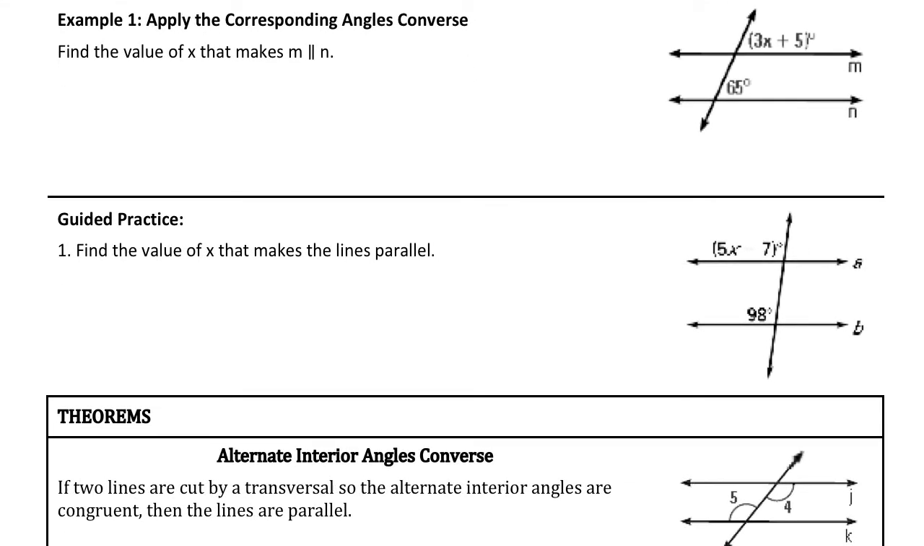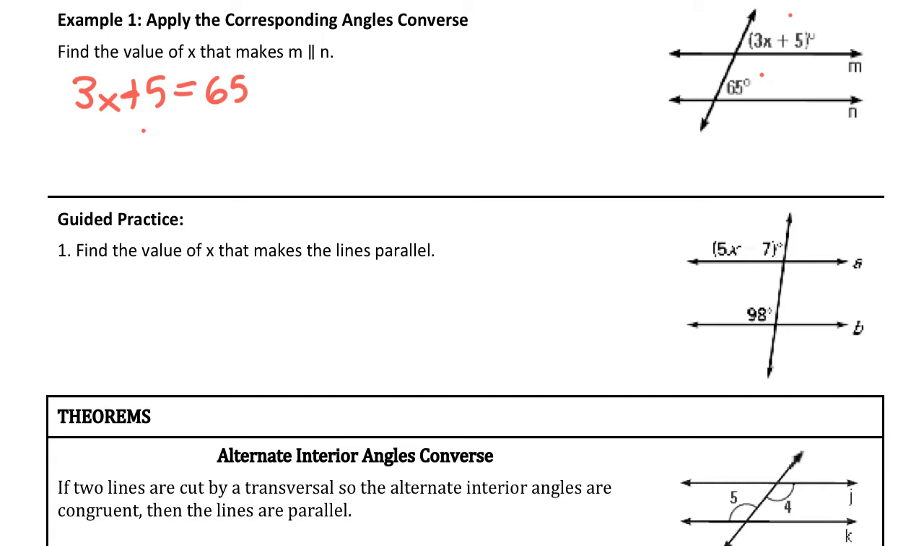So applying that to a context here, we're finding the value of x that makes these two lines parallel. In order for m and n to be parallel, the measures of these two angles given need to be congruent because these angles are corresponding. So that means that 3x plus 5 must be equal to 65.